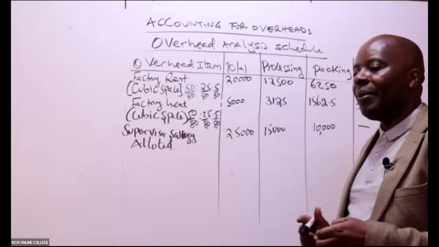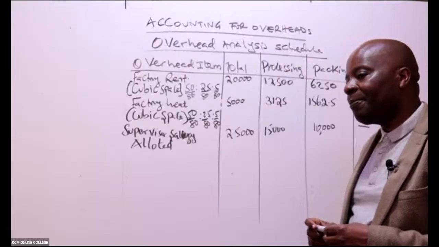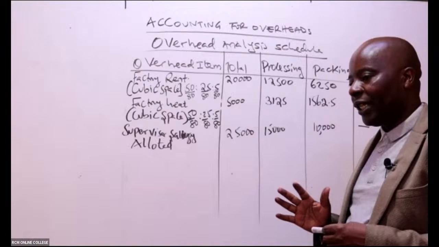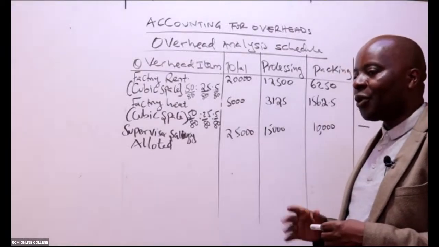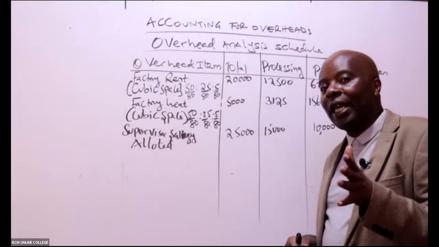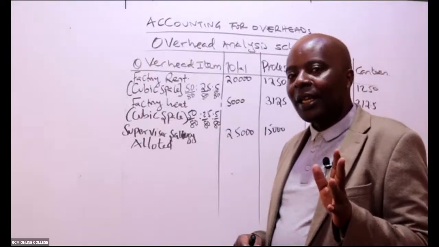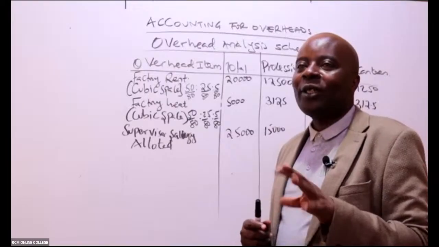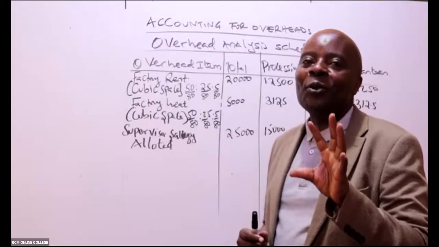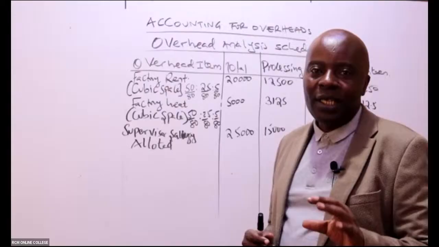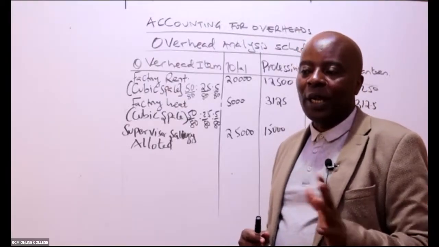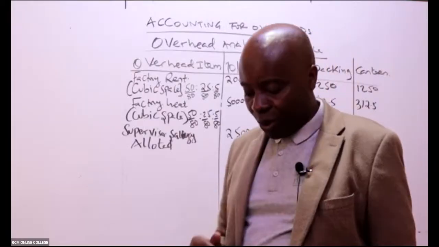Up to here, ladies and gentlemen, are we really together? I want us to be really good with this. So you must be able to know the difference between allotted and apportionment. Apportionments, you cannot trace them. Allotted, even if they are common, you are able to trace directly and say this belongs to this department. Allotted or allocated. Great. So we continue, ladies and gentlemen.